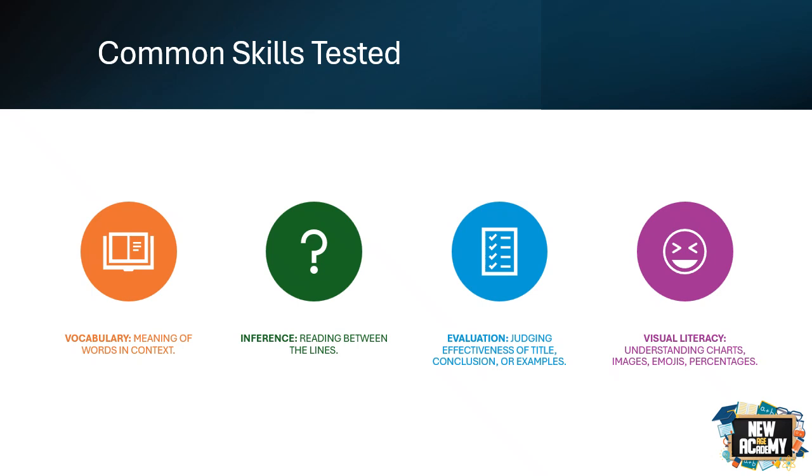It also takes evaluation. This is by judging the effectiveness of the title, conclusion, or examples. The title of a passage or the text, the conclusion and examples should be the ones that make you evaluate everything about the passage, everything about the text, each and every word used. You should be able to evaluate that. So, comprehension tests that.